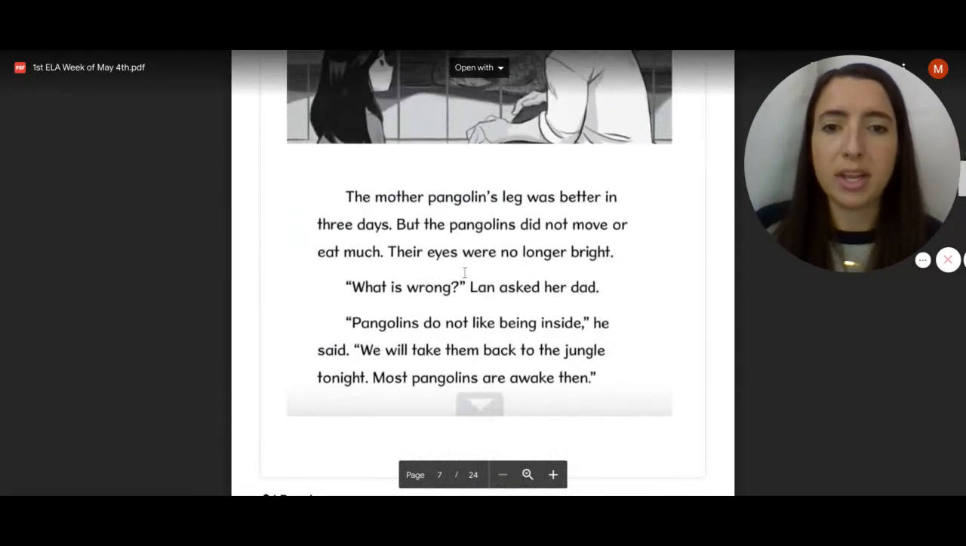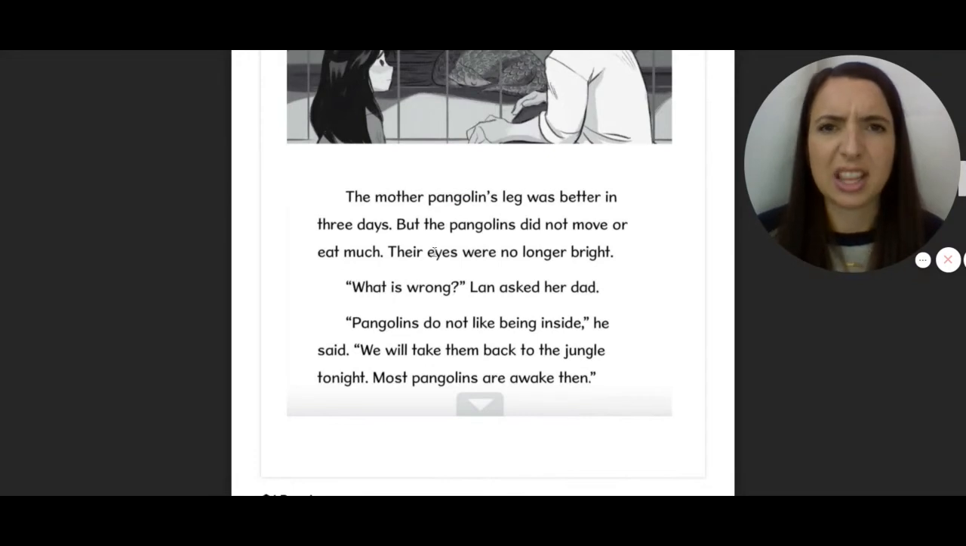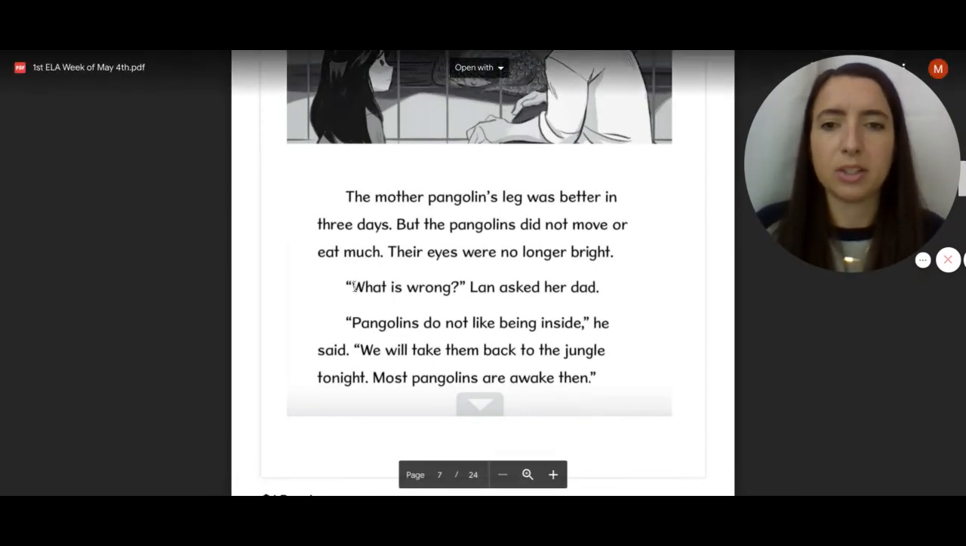So I see here that it says, what is wrong? That's going to give me a good hint that that's about where we're going to find out what's wrong with the pangolin. So, what is wrong?